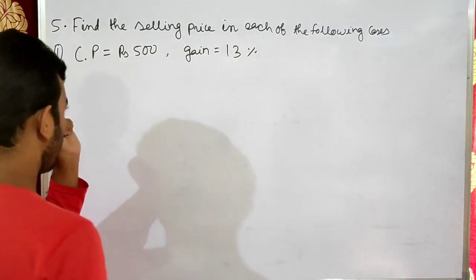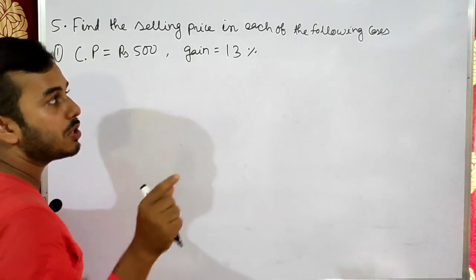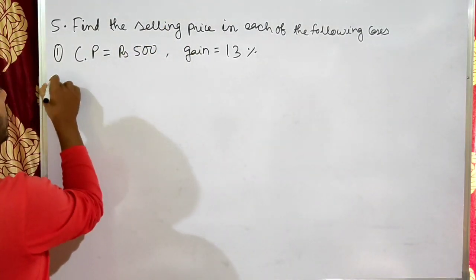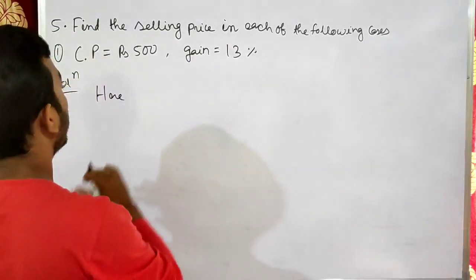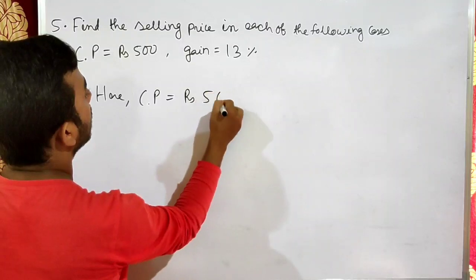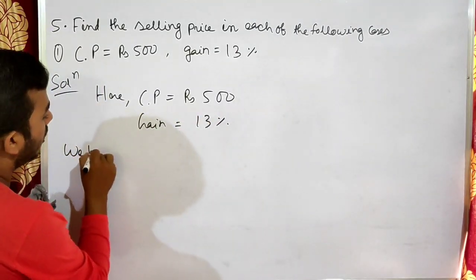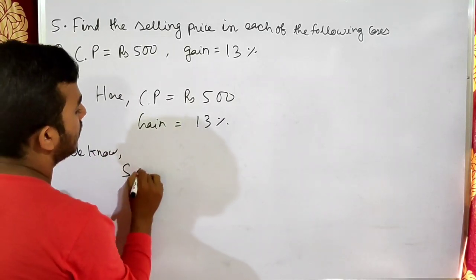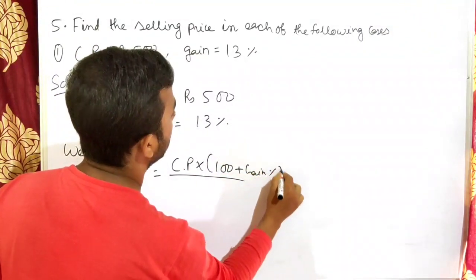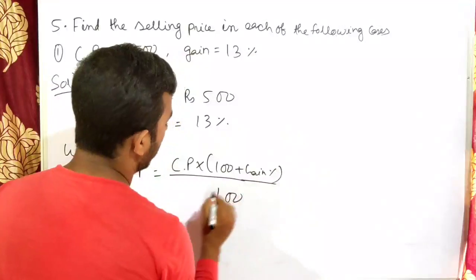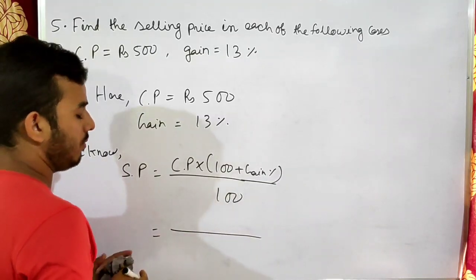Very easy questions, you just have to know the formulas and the process of adding, subtracting and multiplying. Generally this is known by everyone, you just have to know the relation of cost price, gain and the selling price. So we'll write here: CP, or cost price, equals rupees 500, and gain equals 13%. Now we know SP, that is selling price, equals CP into 100 plus gain percent, divided by 100. Up to this, clear? Up to this we have done nothing, just written what we know.